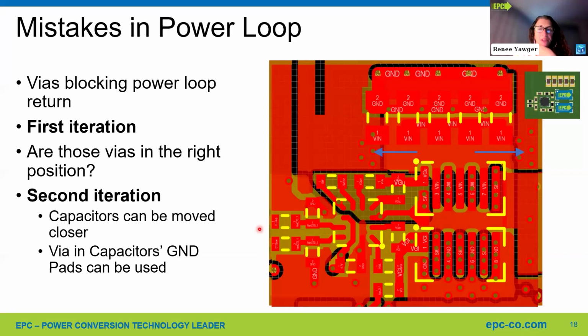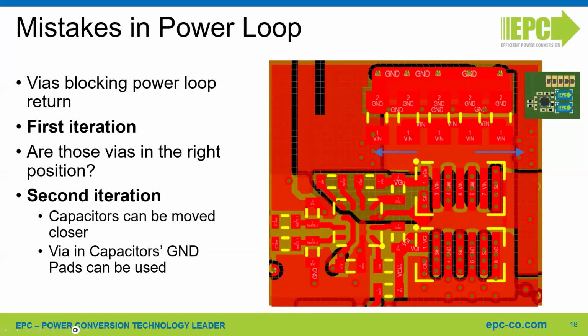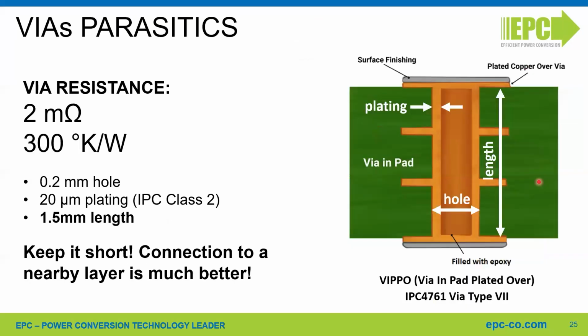Regarding the via, why fill it with epoxy? That's a standard production manufacturing step. So before plating them, you need to have them filled. Okay. This is the slide.